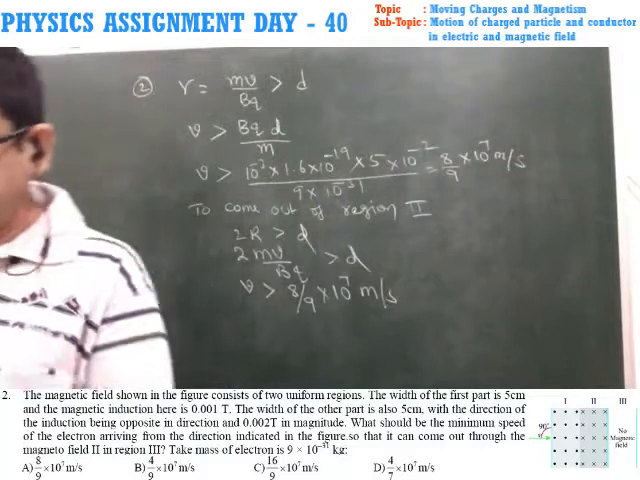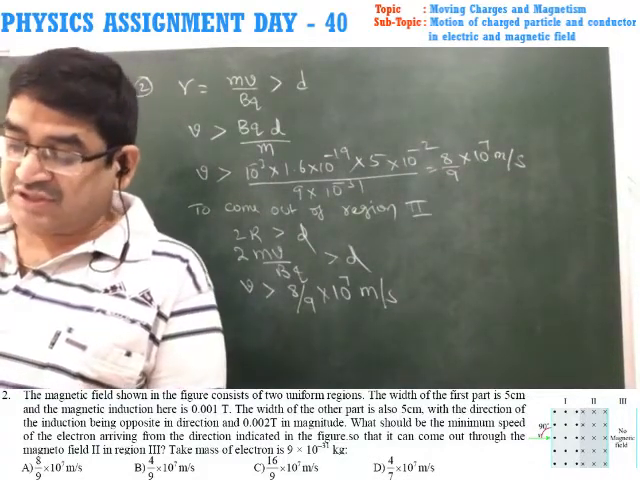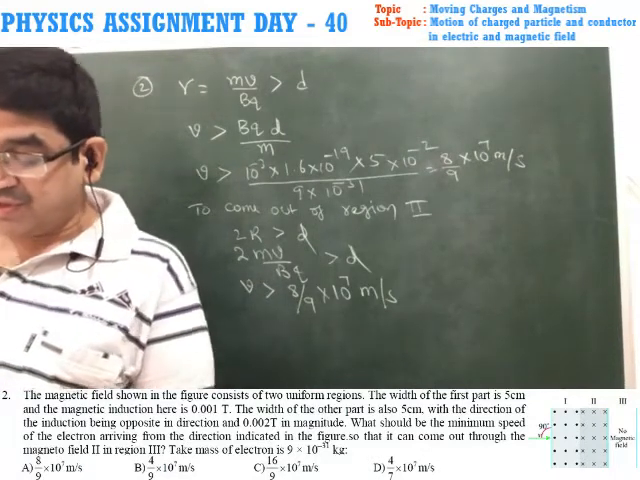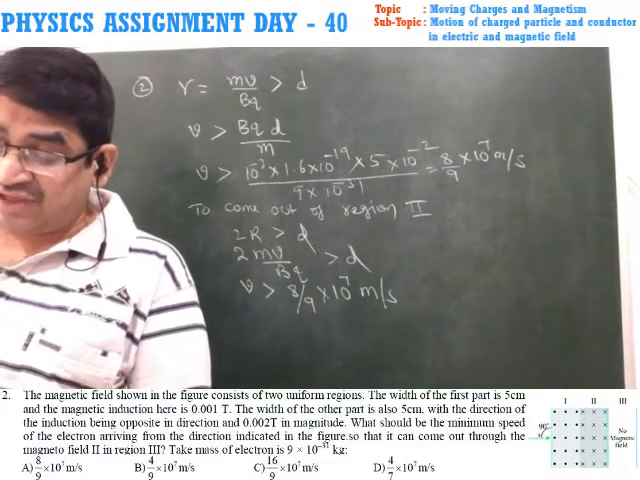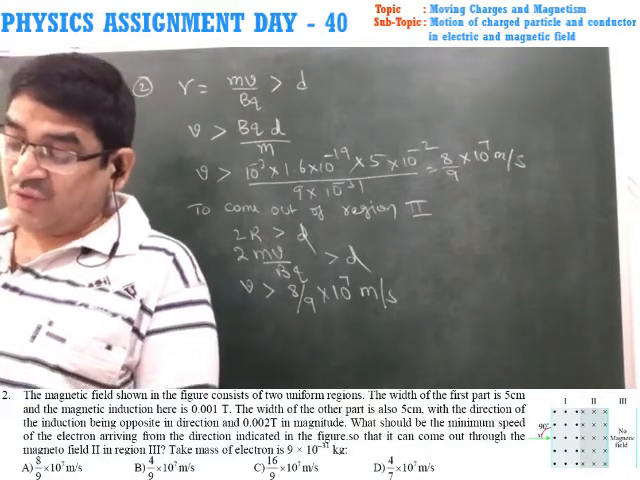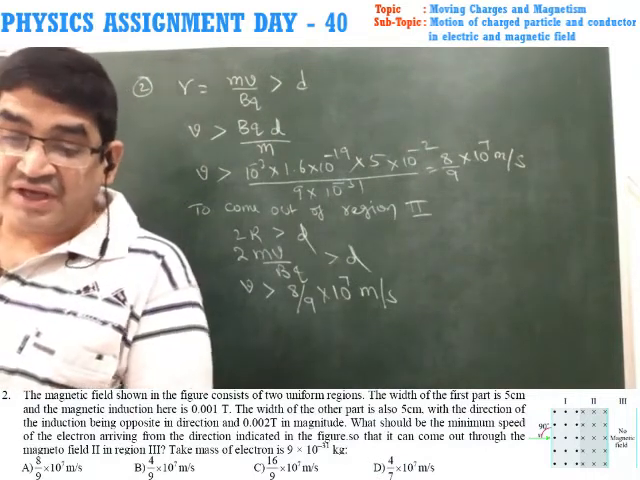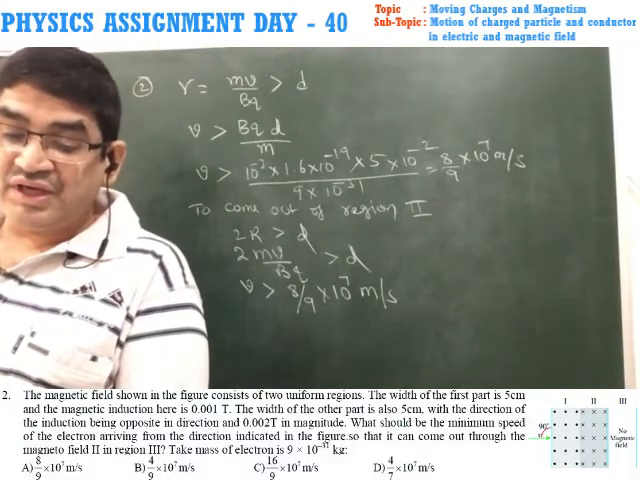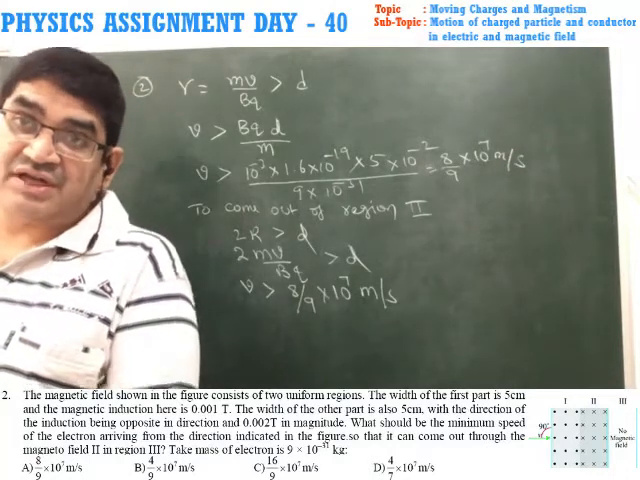In the second question, students, the magnetic field shown in the figure consists of two uniform regions. The width of the first part is 5 cm and the magnetic field induction here is 0.001 Tesla. The width of the other part is also 5 cm, with the direction of induction being opposite, and 0.002 Tesla in magnitude. What should be the minimum speed of the electron arriving from the direction indicated in the figure so that it can come out of the magnetic field into region 3? Take mass of electron 9 into 10 power minus 31 kg.